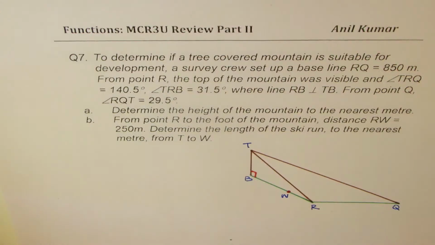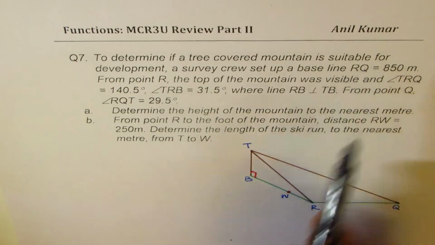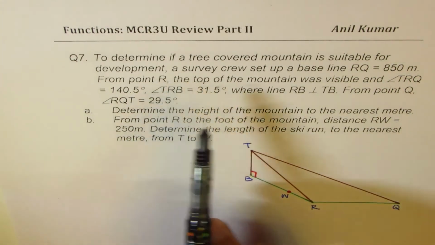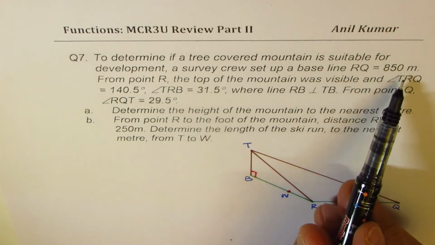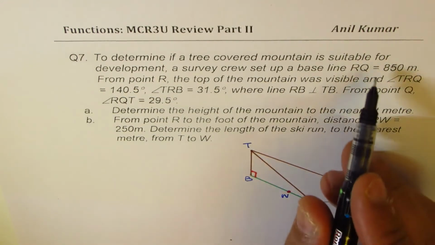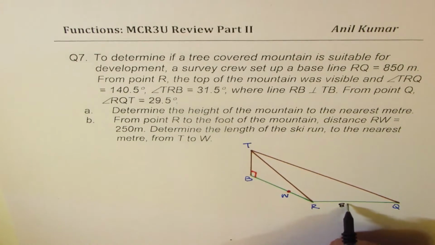The question here is, to determine if a tree-covered mountain is suitable for development, a survey crew set up a baseline RQ of 850 meters. So that's the diagram. RQ is 850 meters.